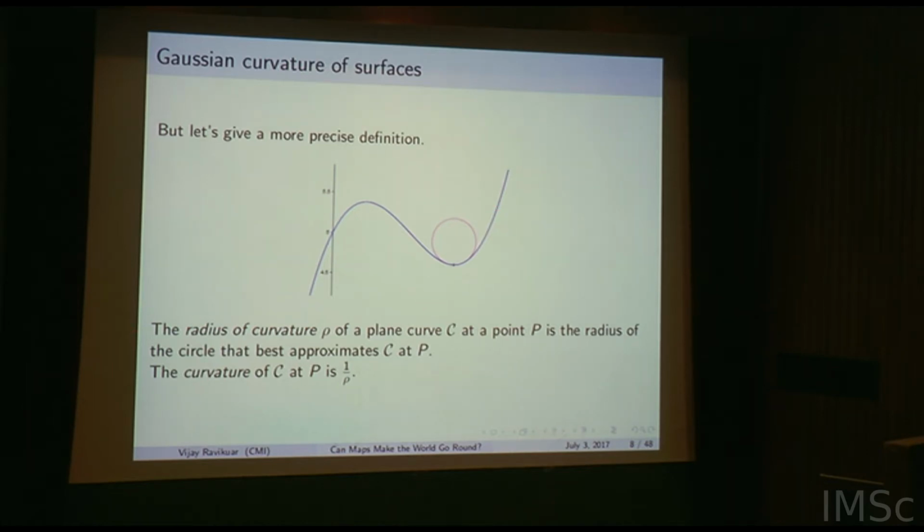So the radius of curvature of the plane curve at that point P is the radius of that circle that best approximates the curve at P. And the curvature of the curve at P is 1 over that radius of curvature.